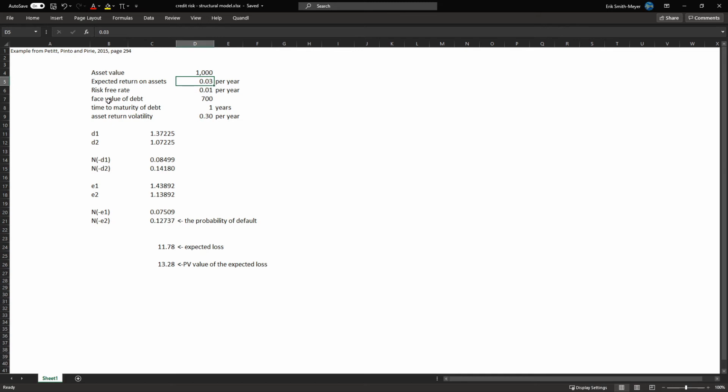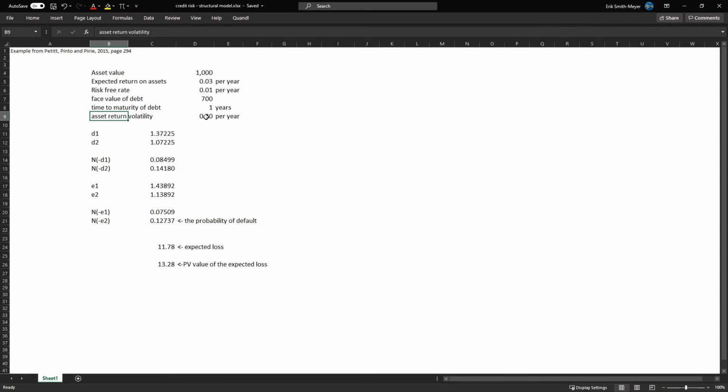Then we are given the face value of debt of 700, and we have the time to maturity of debt, which is only 1 year, and the asset return volatility, which is annualized. It's 30% per year.